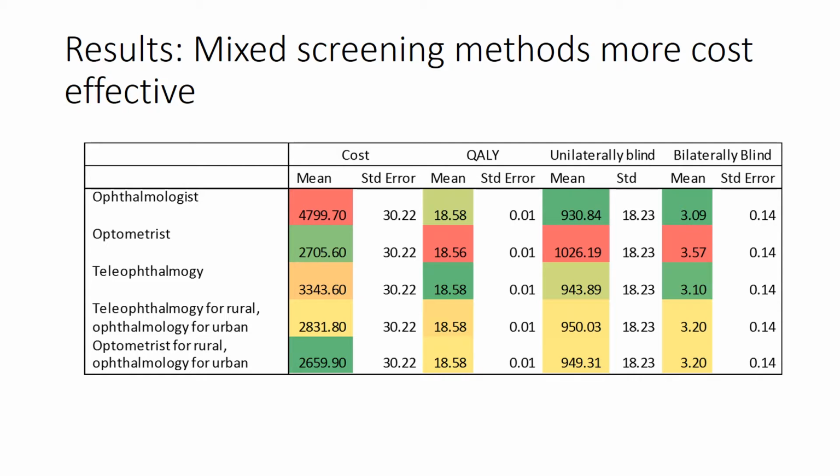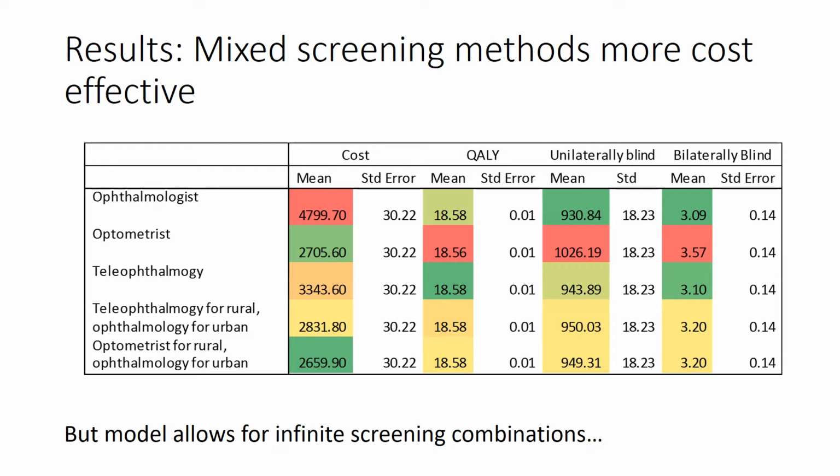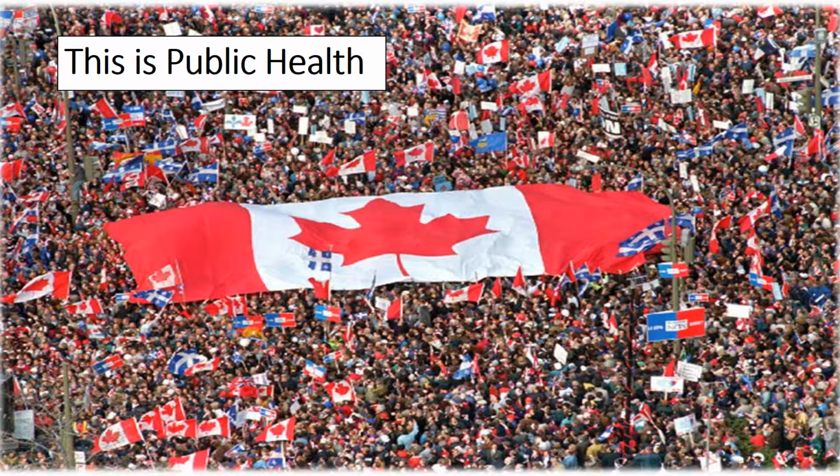When I had completed this model, I tried a few different methods on the population of Quebec. Of the methods I tested, I found that assigning rural populations to either screening by an optometrist or teleophthalmologist, with urban areas assigned to ophthalmologist screens, was more cost-effective than just any one strategy applied to the entire province. The effect wasn't significant, but the model allows for an almost infinite proportion of combinations of screening types, and so future end users may try out different methods on their own until the ideal cost-effectiveness is reached.